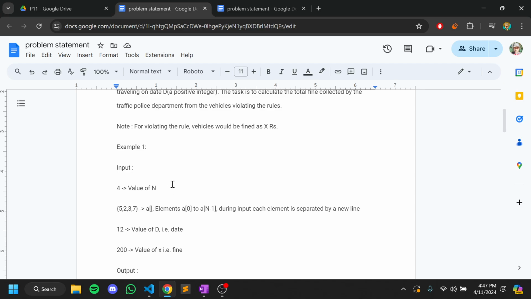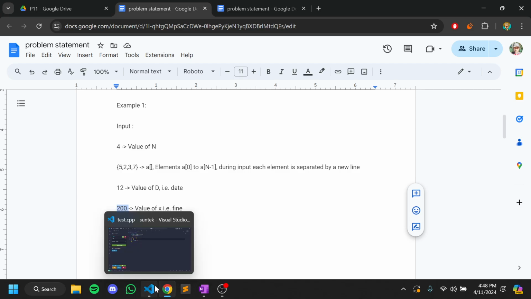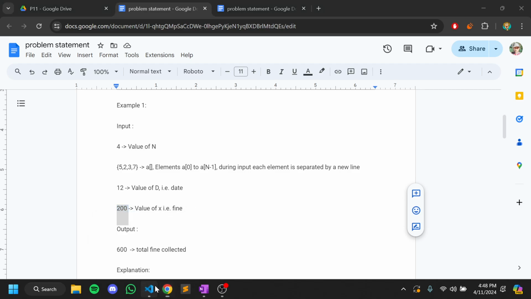So basically you have been given an array, a date, and also a fine value. You have to calculate the total fine value if only even registration numbers are allowed on even dates. For example, in this test case, the fines will be collected from 5, 3 and 7 because they're running on an even date. So the total fine will be 200 times 3 because there are 3 such numbers. So let's quickly move to the code because there's nothing much more to explain in this.